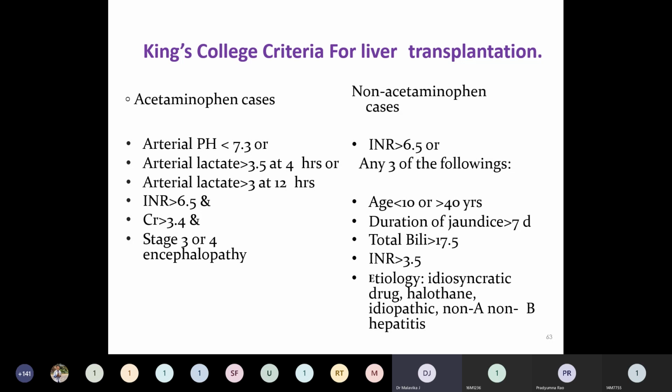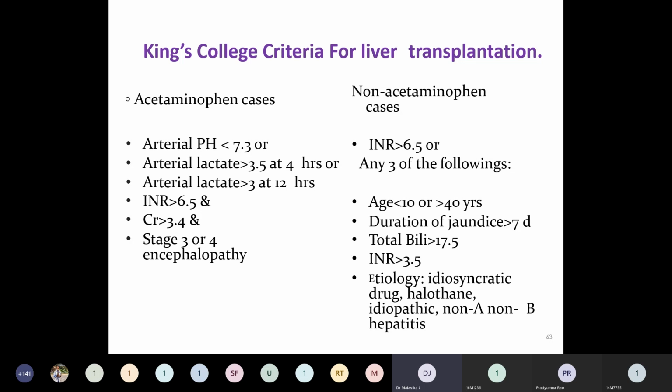In acetaminophen cases, these are the components which should be met for liver transplantation. That is arterial pH less than 7.3, or arterial lactate more than 3.5 at 4 hours, or arterial lactate more than 3 at 12 hours, INR more than 6.5, creatinine more than 3.5, and stage 3 or 4 encephalopathy. So all these criteria should fit in acetaminophen cases for liver transplantation.